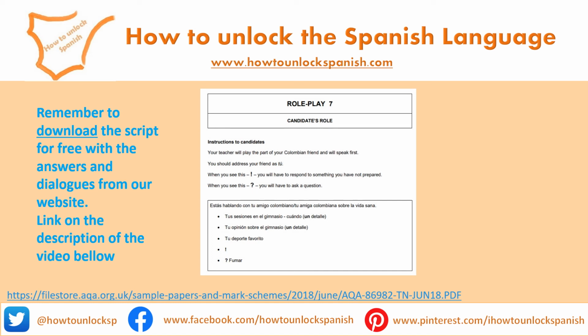¿Cuál es tu comida preferida? Mi comida preferida es la pasta, porque es deliciosa. ¿Qué opinas de fumar?